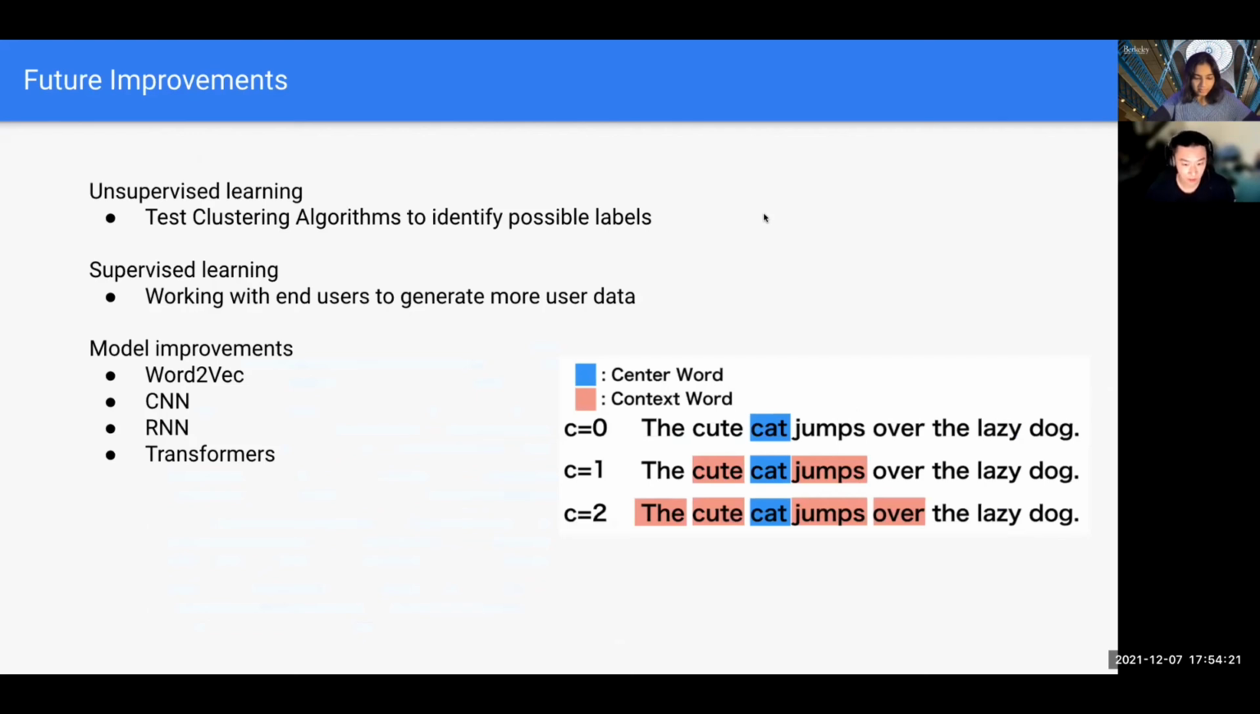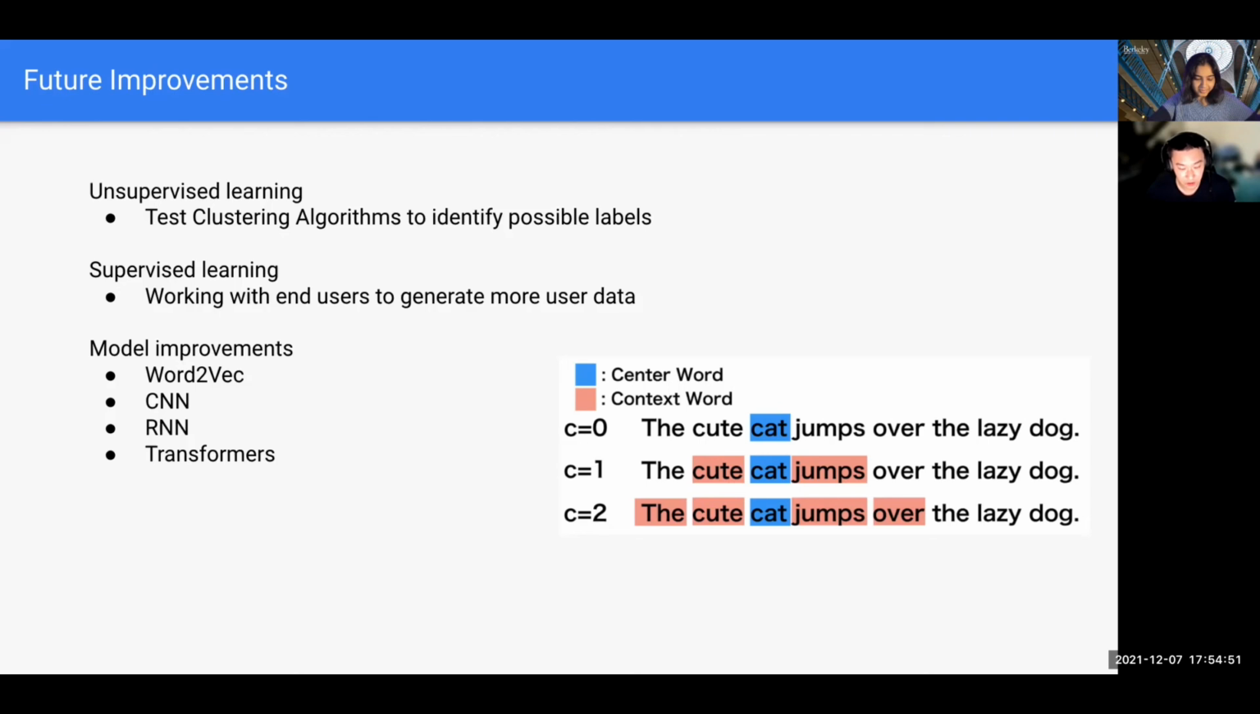Then some ideas for future improvements for the model. If we wanted to explore more unsupervised learning approaches, we would have to test different clustering algorithms to see if the categories generated could be useful. And if we want to explore supervised learning more, we would have to work with the end users to generate more manually created data to help train our model and make it more complex.